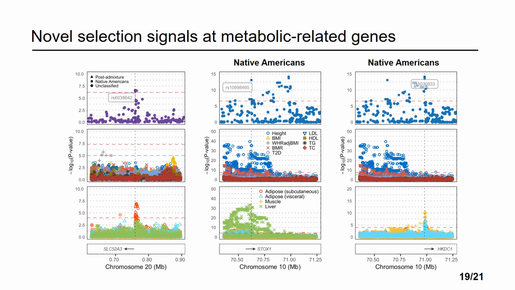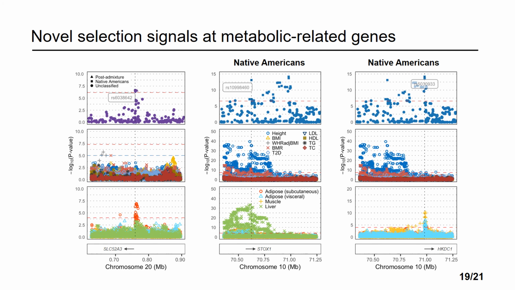And lastly, regarding our novel signals in metabolic-related genes, here for example in the first plot, we identify a signal in the Chilean population that is located upstream of the SLC52A3 gene, which is a gene that has been implicated in the modulation of fatty acid metabolism. And interestingly, we observe that our top selected SNP actually regulates the expression of this gene in adipose tissue.